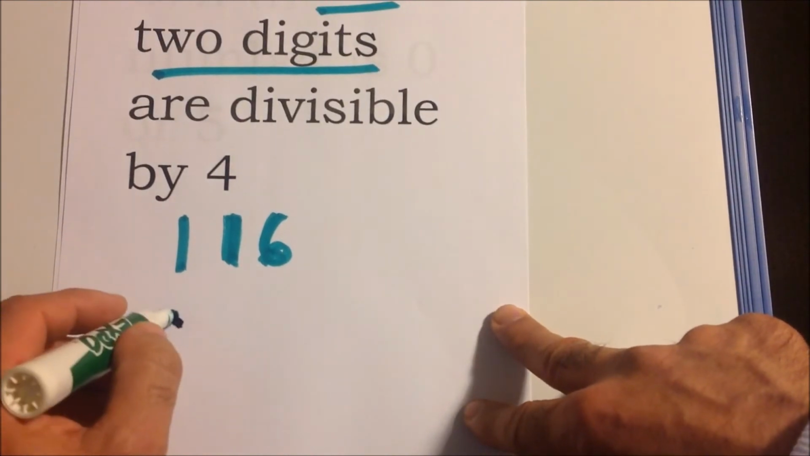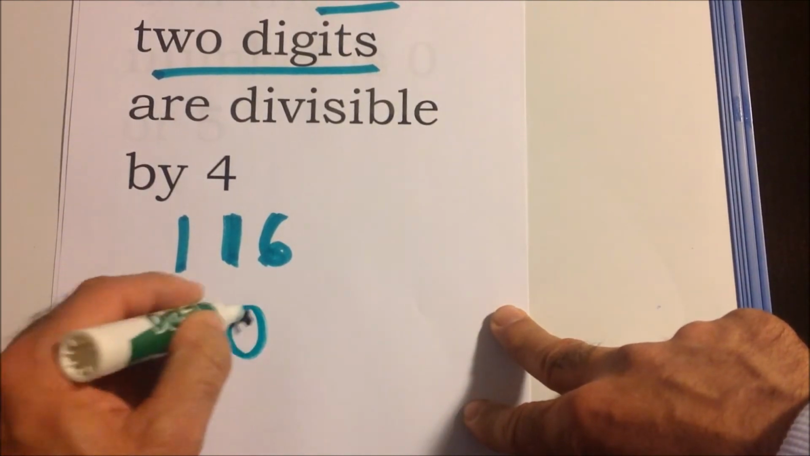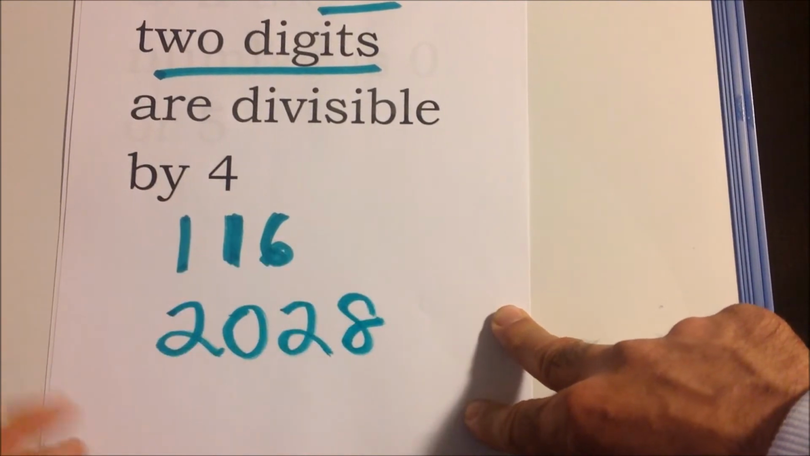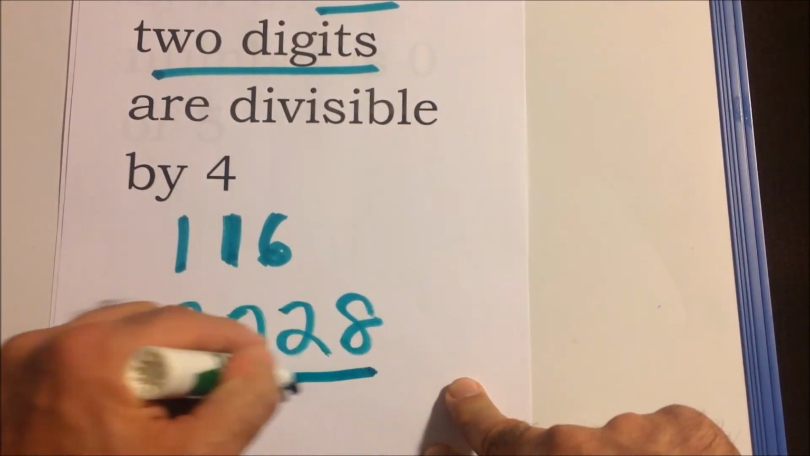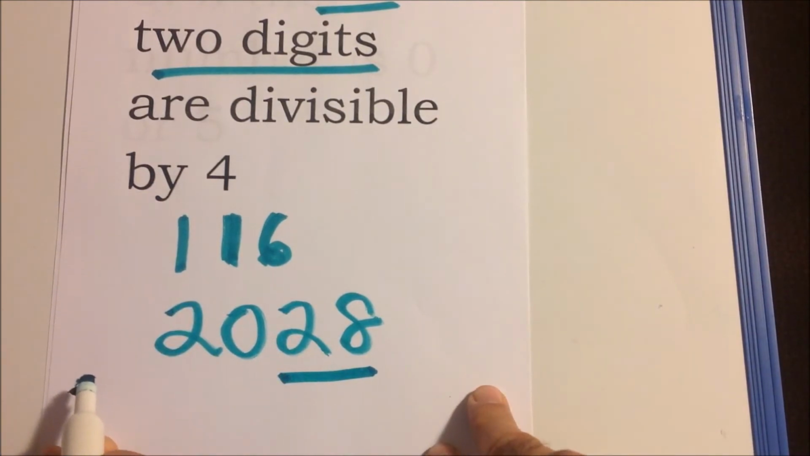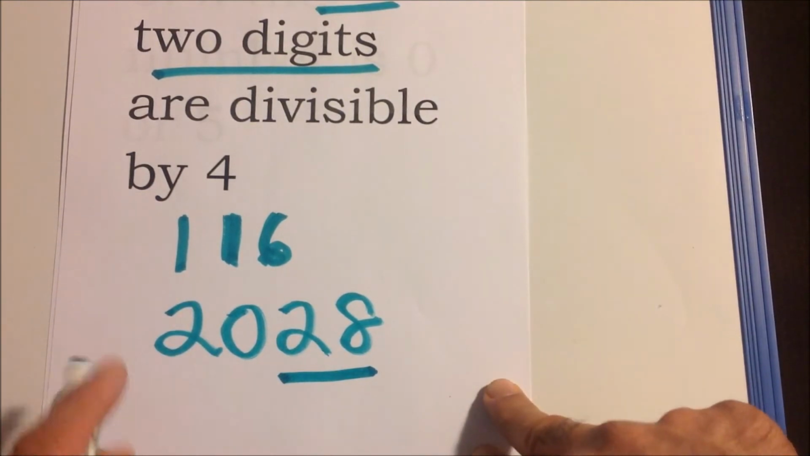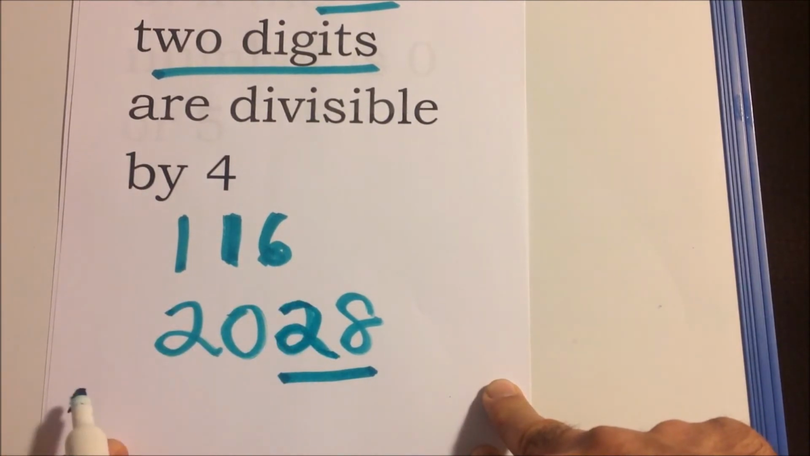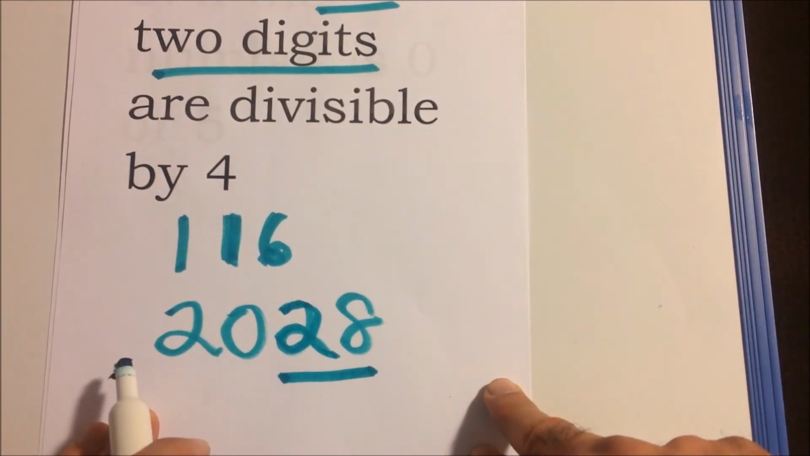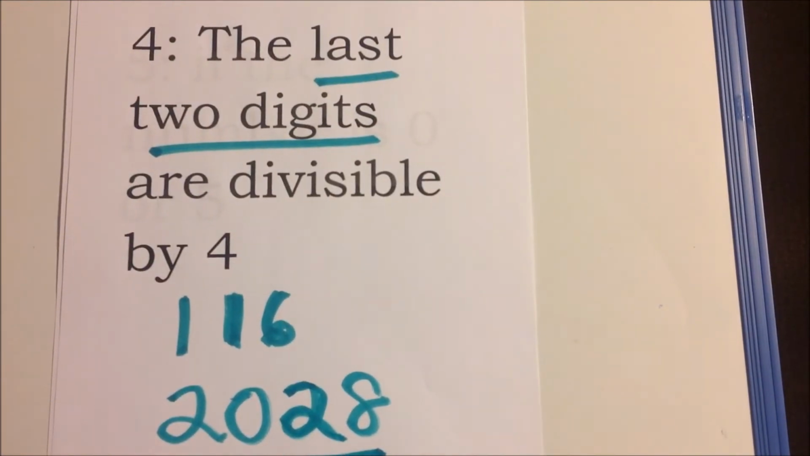So let's say, will 4 go into this number, 2028? Again, look at the last two digits. Does 4 go into 28? Yes, 7 times 4 is 28. So if 4 goes into the last two digits, it will go into this number. So 2028 is divisible by 4. So again, here's the rule for 4.